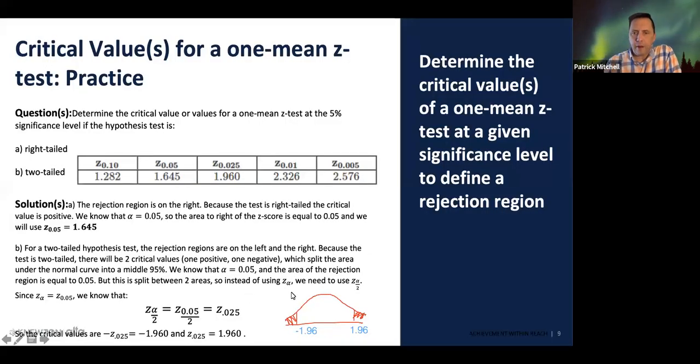Okay, I finally found it, and I went ahead and labeled these two z-scores. So here is your negative 1.96, your positive 1.96. So if our calculated test statistic comes out to be anywhere up here, greater than 1.96, or if it comes out to be less than negative 1.96, we will reject our null hypothesis.